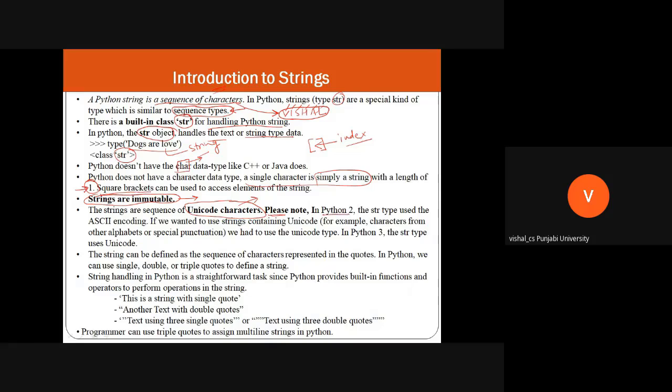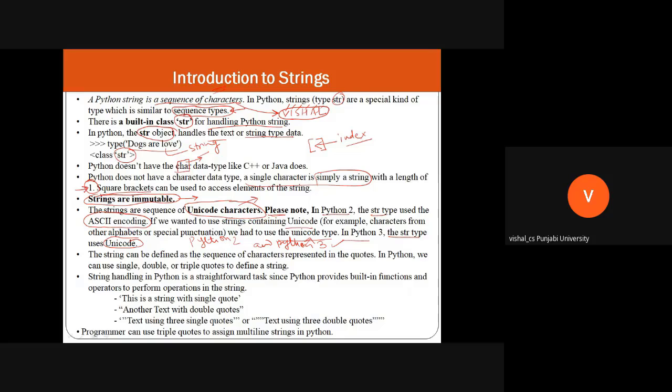This is important for your knowledge. In Python 2, the str type used ASCII encoding, not Unicode. At that time in Python 2, if you wanted to use Unicode, you needed to explicitly use the Unicode type. But in Python 3, the str type uses only Unicode. This is the difference between Python 2 and Python 3, and it should be kept in mind. This can be asked in questions like in a viva voce, or when you are appearing for an interview.